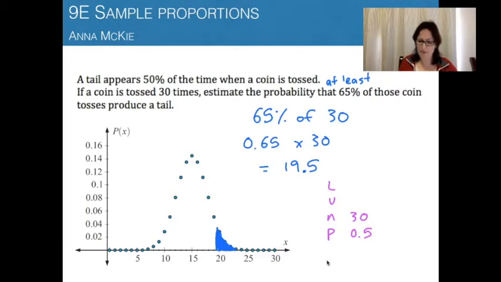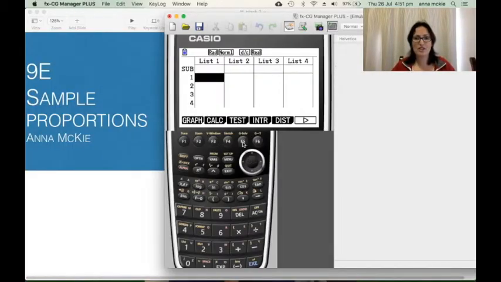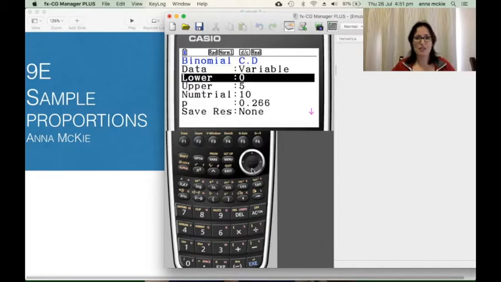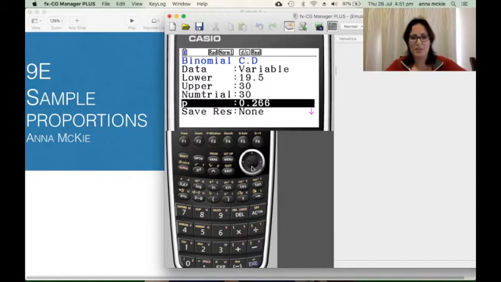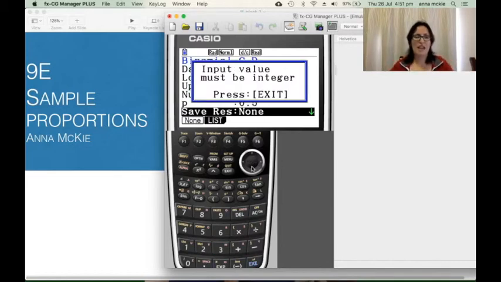Our lower is, okay, we want 65% of the time. So we want 19.5, and then our upper is up to the most, I guess, so you could go infinity, but we go 30. Let's see what happens if you've got your graphics calculators handy. So we're in menu 2, the distribution is binomial, BCD, and if you put in that lower of 19.5, maximum of 30, trials 30, and probability 0.5, error.